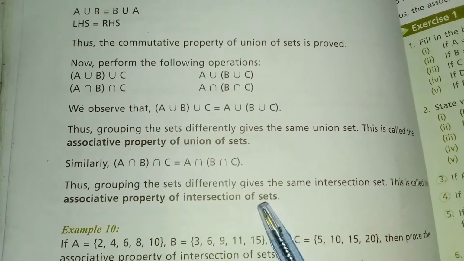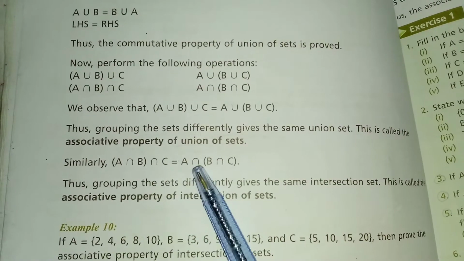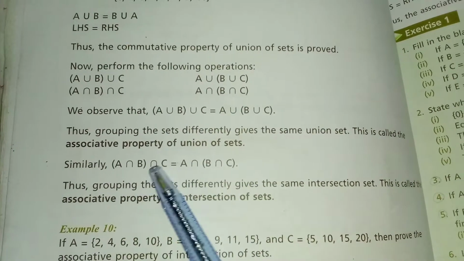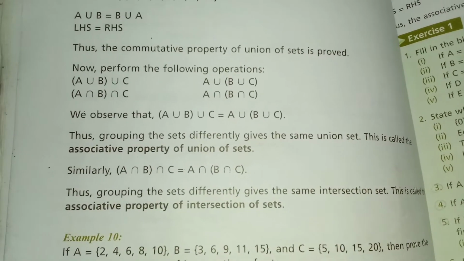Associative property of intersection of sets: A intersection B intersection C is equal to A intersection (B intersection C), then they will give the same answer. Then the associative property of intersection of sets has been proved.